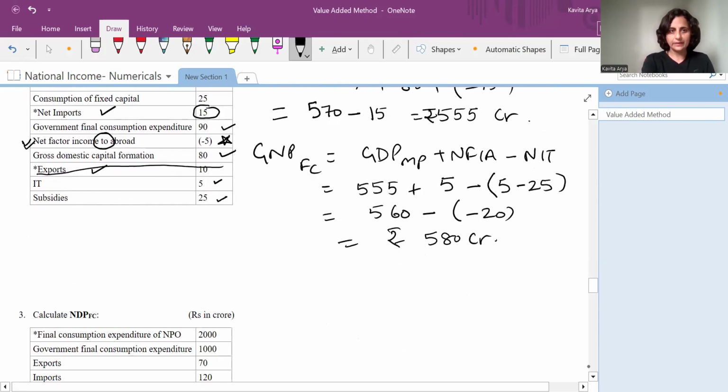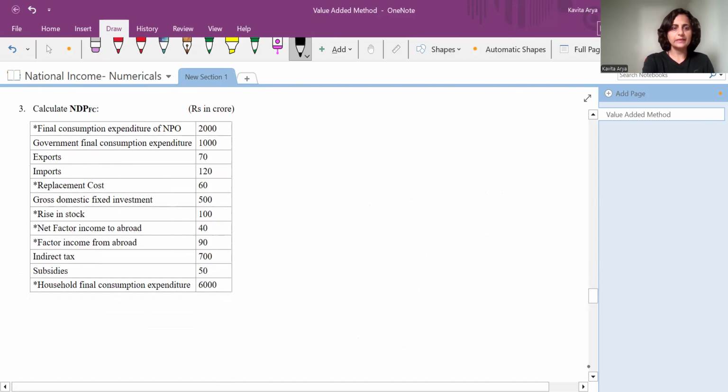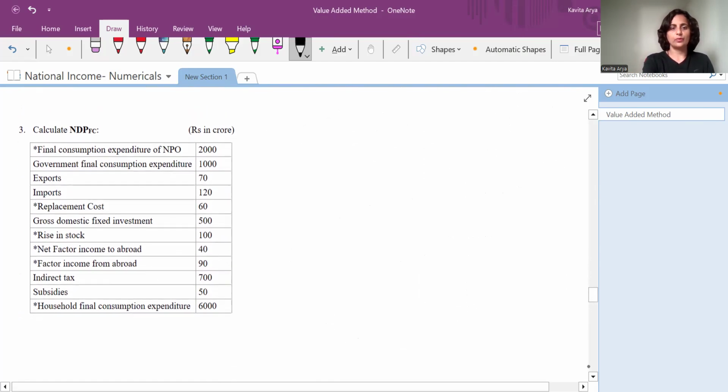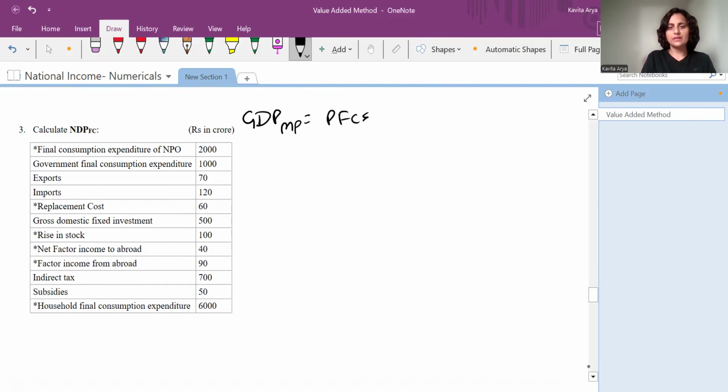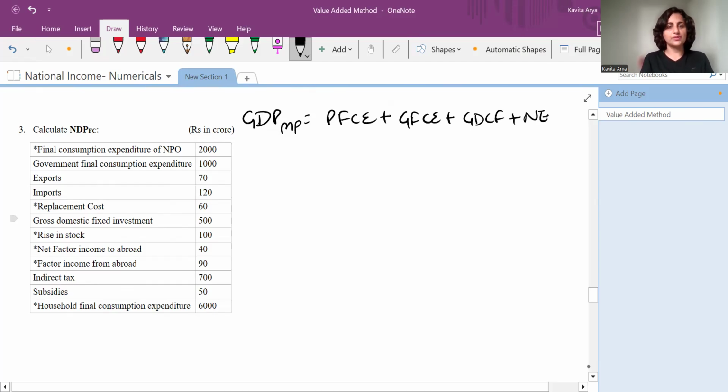I hope you are getting your doubts clarified. Let's go for another numerical. Maybe it gives you some more exposure. Again, because it is based on the expenditure method, I just write the traditional beginning: GDP at MP is equal to private final consumption expenditure, government final consumption expenditure, gross domestic capital formation, and net exports.